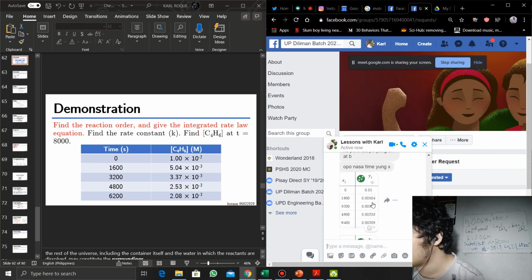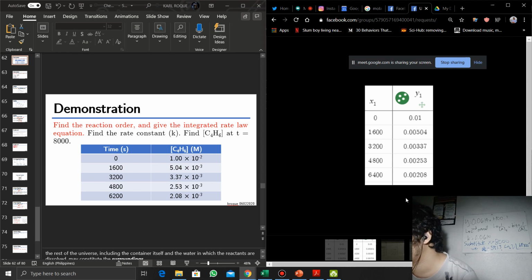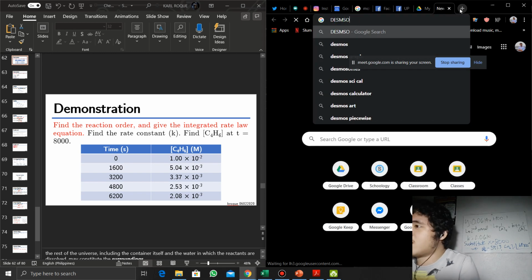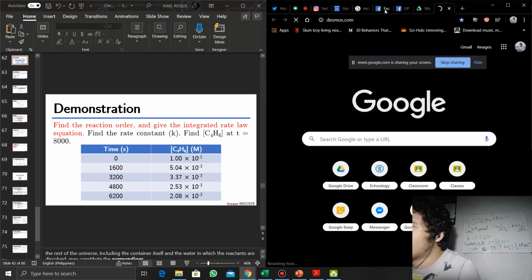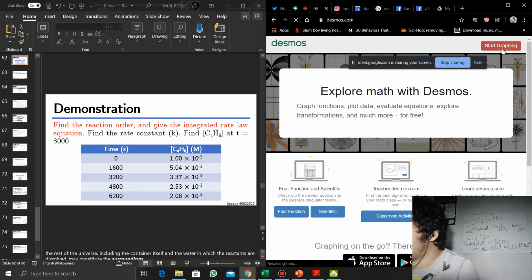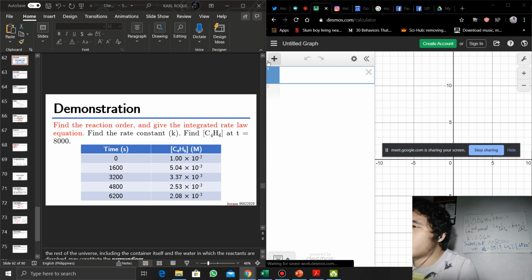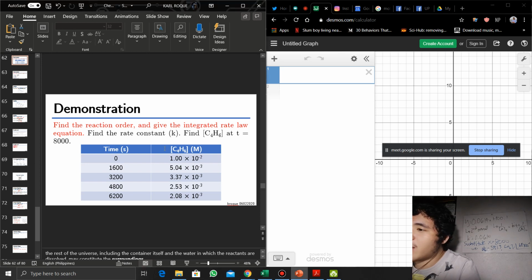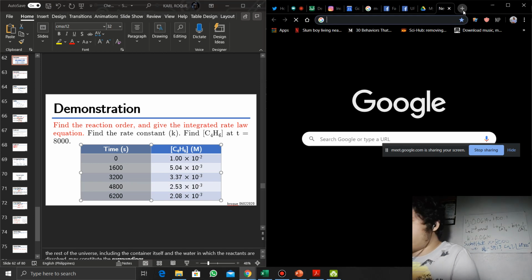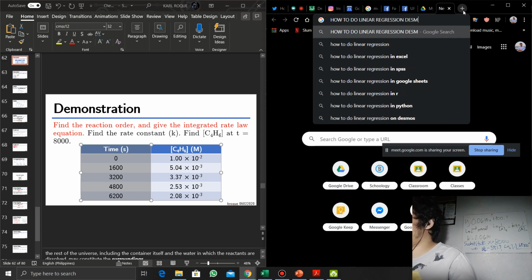Desmos. Sige, teka ha. Y, X1. Wait. Ay, mali. 3.37. Desmos yan, di ba? Wait lang ah. Tama ba? Desmos yan? Opo. Sige. Try ko rin ah. Yan, yung mga tapos na, i-graph nyo naman, i-regression nyo naman, 1 over this versus this. Okay? Sige, go. How to? Desmos.